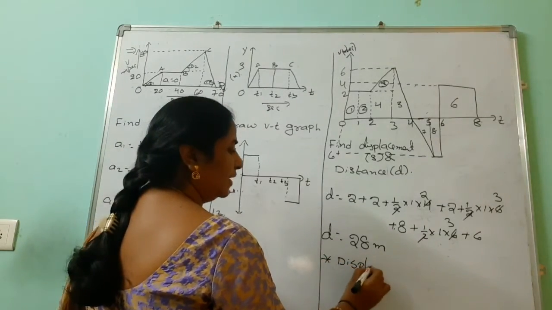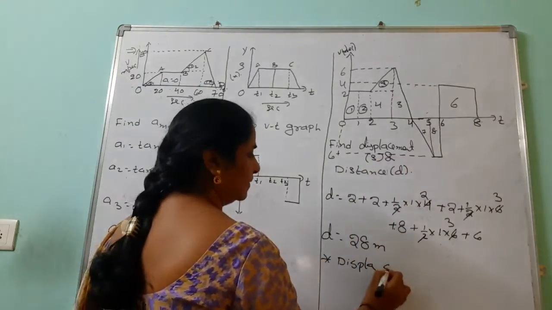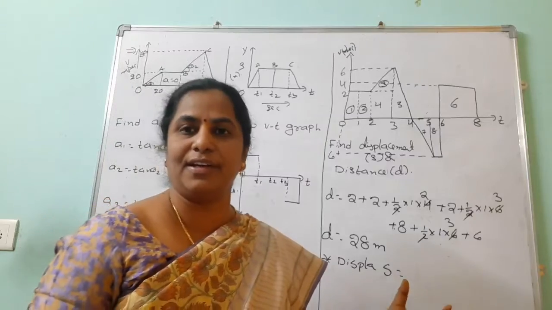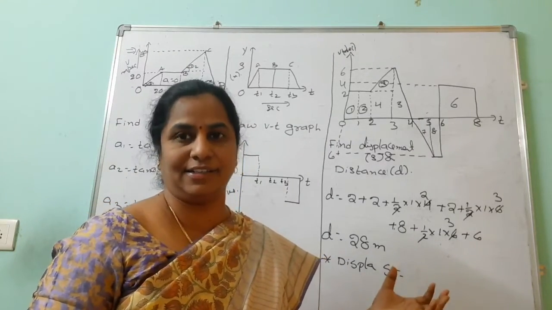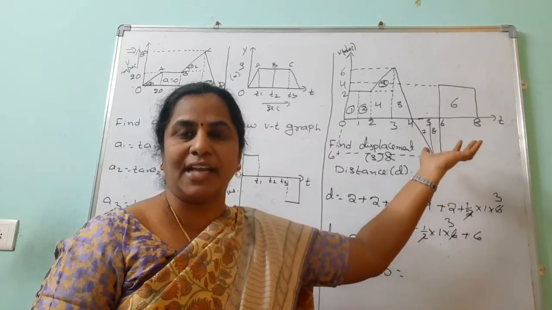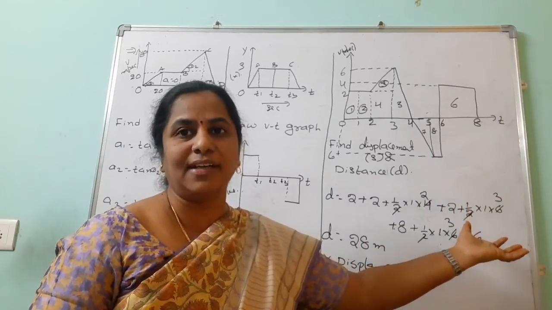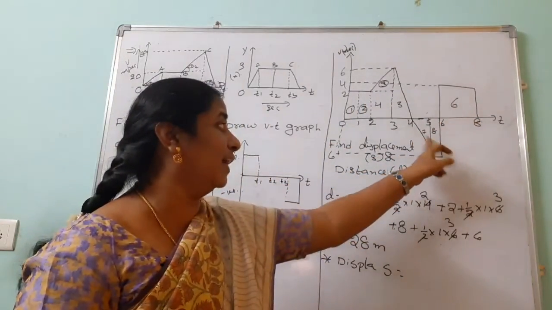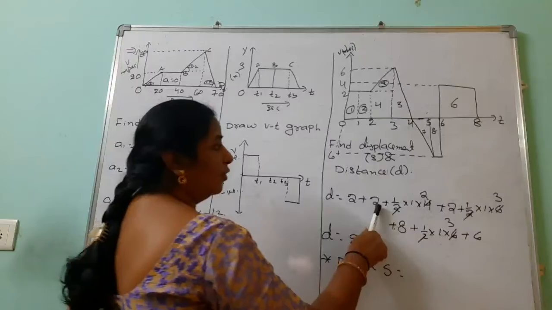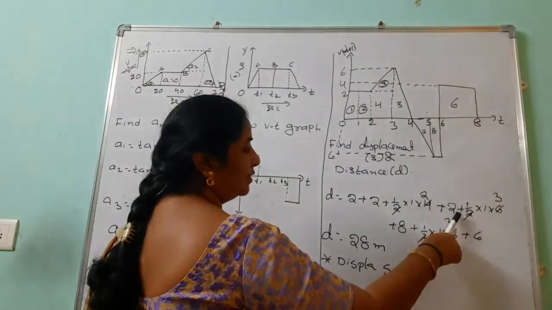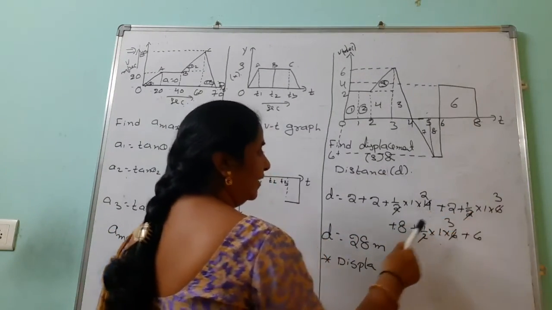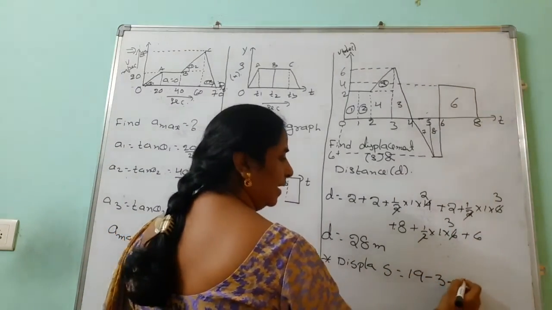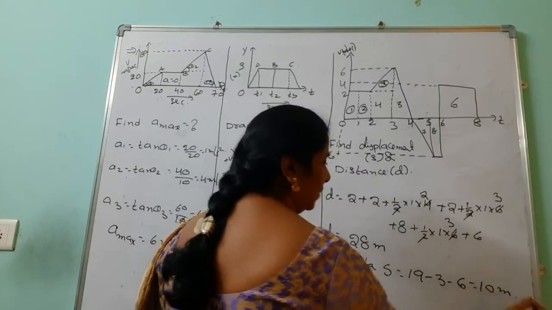Here displacement equals, we are taking here S. When we are going through the displacement, you know that displacement is a vector quantity. It has both magnitude and direction. So entire area above the time axis minus area below the time axis. Here area above means up to the 6th, but the last 2 we are taking as negative. See, we are taking 4 plus 2, 6. 6 plus 2, 8. 8 plus 3, 11. 11 plus 8, 19. And these two we are taking minus 3 minus 6. Finally the answer is 10 meters.